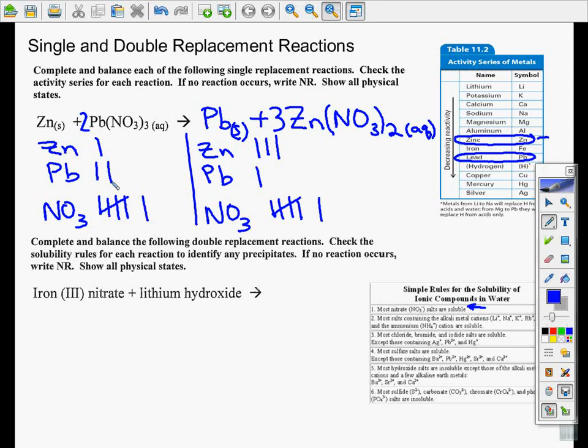Well, I need 2 leads on the product side. I'm just going to go ahead and put a 2 up in front of the lead. So now I have 2 there, and I have 3 zincs on the reactant side. I need 3.